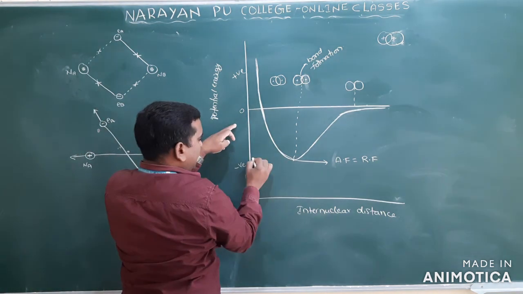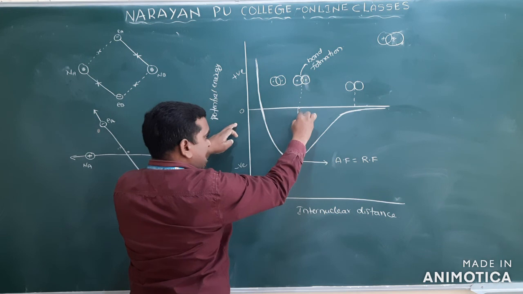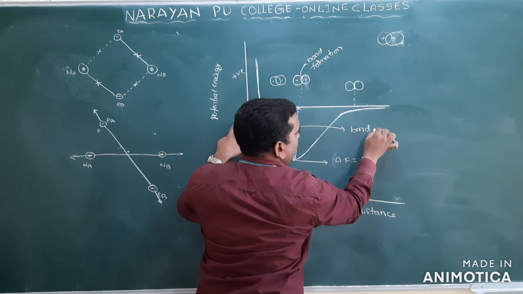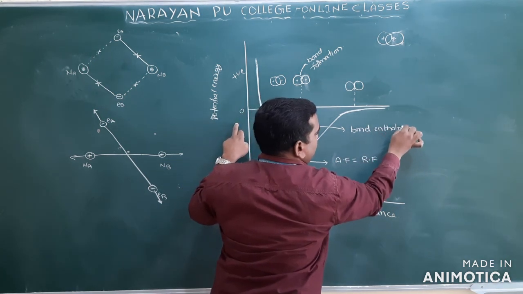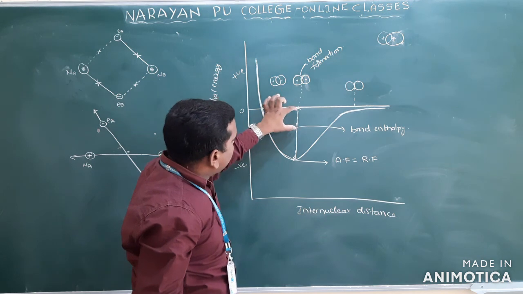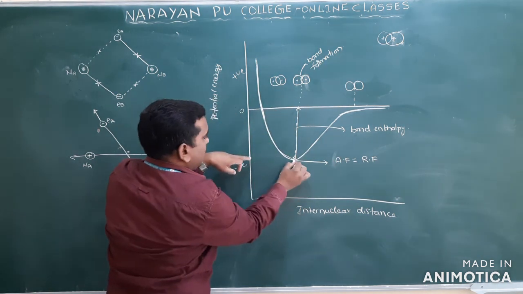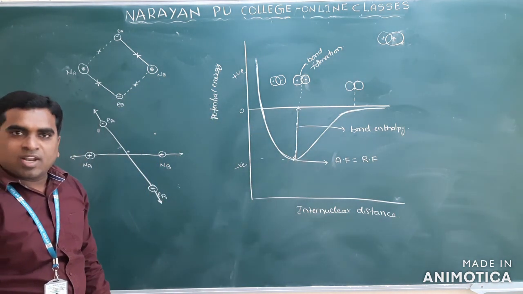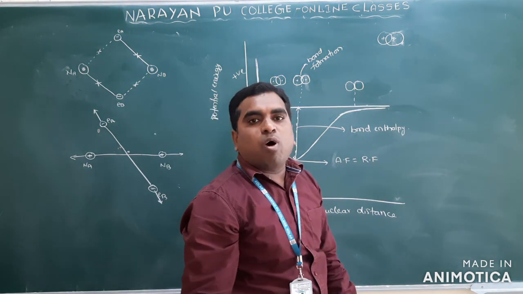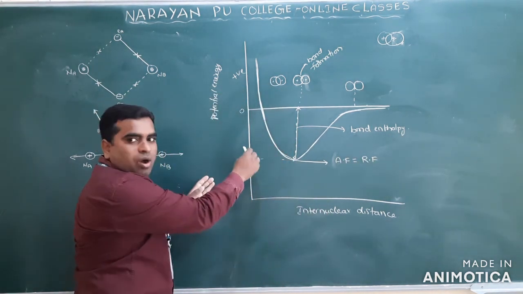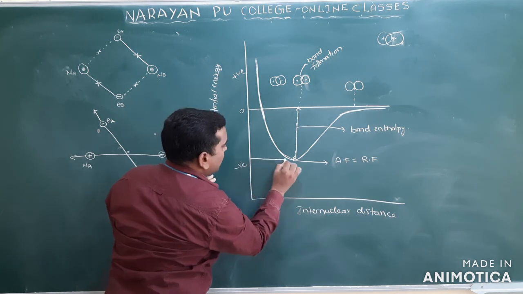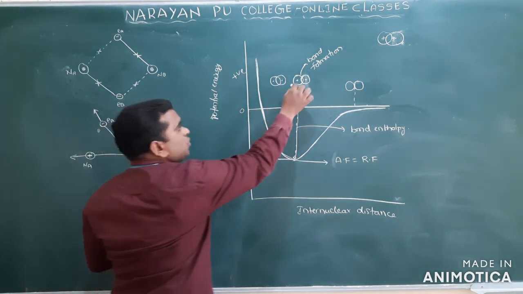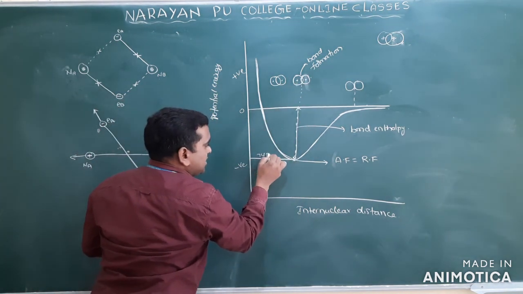And this is energy. From here to here, how much energy is decreasing? That energy we will call bond enthalpy. During this bond formation, this much energy is released, from 0 to somewhere negative here. That energy will be called bond enthalpy. And this length from here to here we will call the bond length. Bond length of which one? Hydrogen atom, that is exactly 74 picometer.